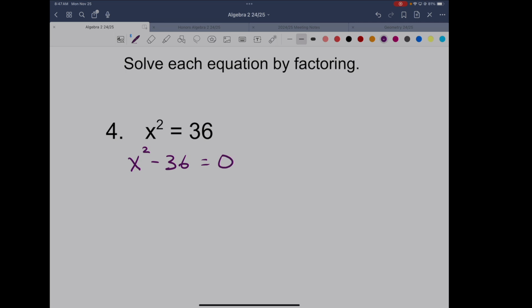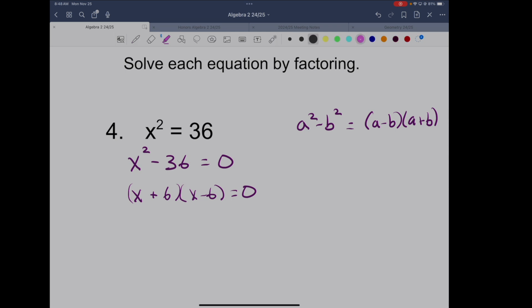Now that's a difference of squares. So remember we talked about a squared minus b squared. That's a minus b times a plus b. So the square root of x squared is x. The square root of 36 is not 36. It's 6. So that's x plus 6, x minus 6. X plus 6, x minus 6 equals 0.